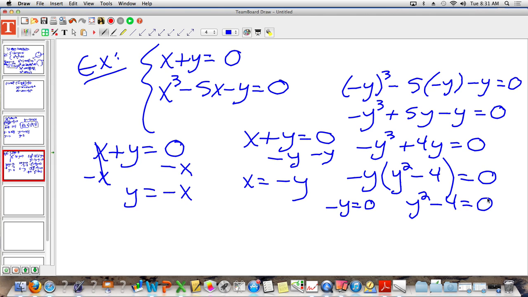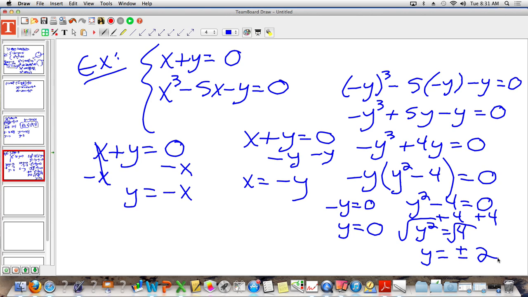So if negative y is 0, what does that mean about y? Y is 0. What about y squared minus 4? You could factor it if you wanted to, but probably the quickest, easiest way would just be to add 4 to each side and then square root it. So y squared is equal to 4. Take the square root of each side. So y is equal to positive and negative 2. So 3 choices. You could have 0. You could have a positive or a negative 2.